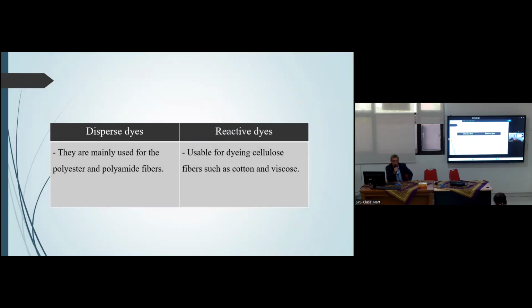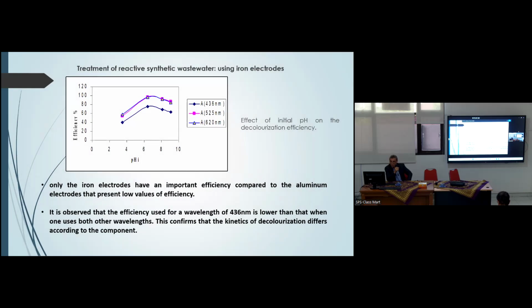As I say, in the textile industry, we have dispersive dyes and reactive dyes. Dispersive dyes are used for polyester and polyamide fibers, okay? And reactive dyes for cotton and viscose. If you have cotton, you use reactive dyes. If you have another fiber, you have dispersive dyes, okay?